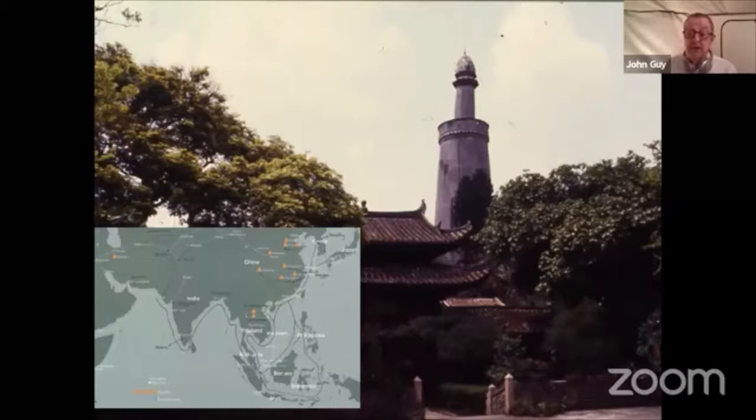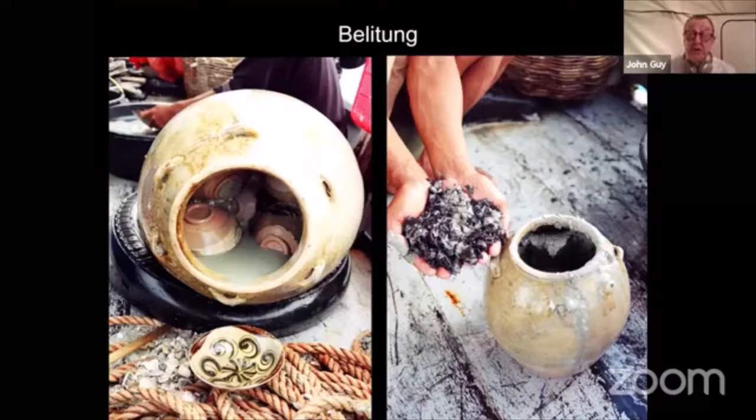Guangdong also evidence that the Belitung cargo was re-containerized at that port. And so two images, both taken on board the recovery vessel by Michael Flecker, who provided these photographs very kindly, images of the Changsha wares packed within the Guangdong storage jars.